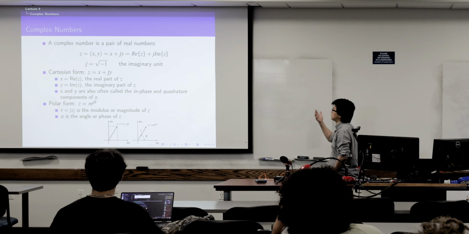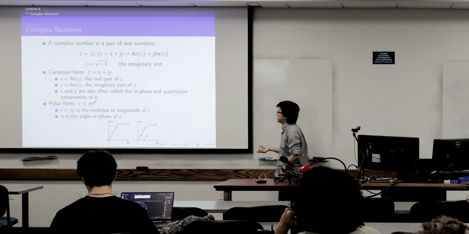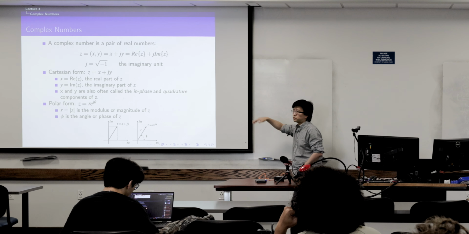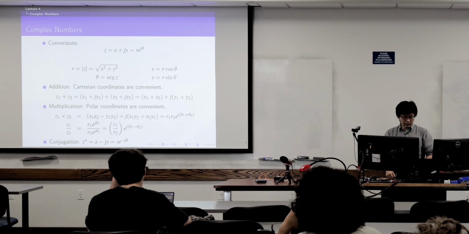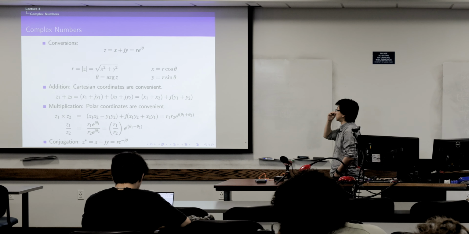Here's the definition of complex numbers. For a complex number, we have a real part and an imaginary part, and two forms: one is Cartesian form, the other is polar form. Both of them will be used extensively in our class. Here are some conversions and computations, including addition, multiplication, and conjugation. All of them are pretty important, so please remember those. And here we have Euler's formula, which tells you the relationship between the complex exponential and cosine plus j times sine.